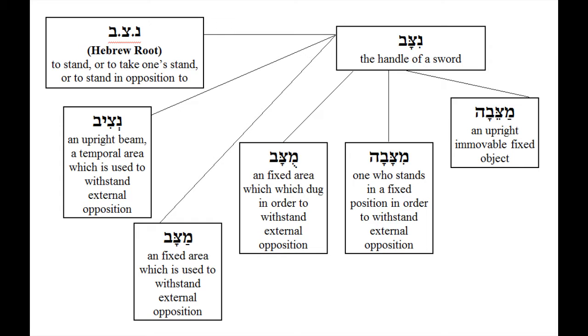So here you have a whole area with fortified posts and such to withstand external opposition. Matzav is a fixed area which is used to withstand external opposition. And the last word, netziv, which is an upright beam or fixed area, which is used to withstand external opposition. Now you find all of these words are directly connected to the root. There is nothing that they mean that's outside of the root connection. This is why it's so vitally important to understand how Hebrew functions.